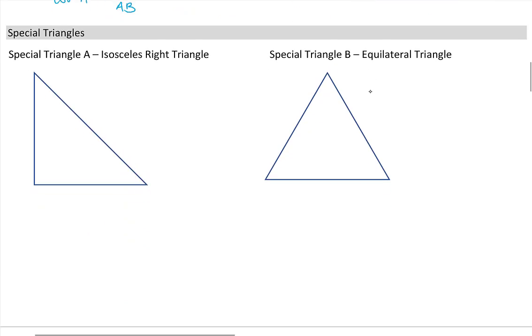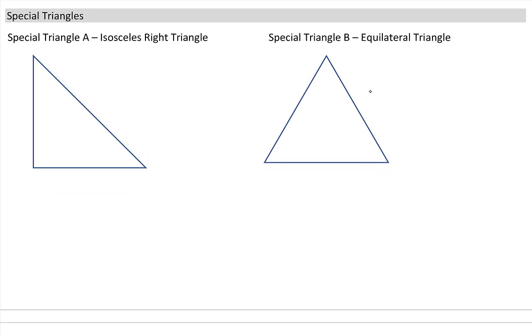Next up are special triangles. We use our special triangles to help us determine ratios or angles without a calculator. Our first special triangle is an isosceles right triangle. Isosceles means two sides are equal in length. If the legs have lengths of 1 and 1, then using Pythagorean's theorem we can show that the hypotenuse has a length of root 2, and that the acute angles in this triangle must both be 45 degrees.